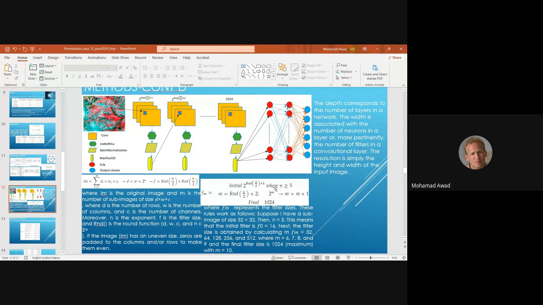We see that with n greater than or equal to 5, 32 by 32, the next one is 6. So first it will be like 3, plus 4, 16 by 16 filter, then 32 by 32. And we continue until we reach 1024 as the final filter size.